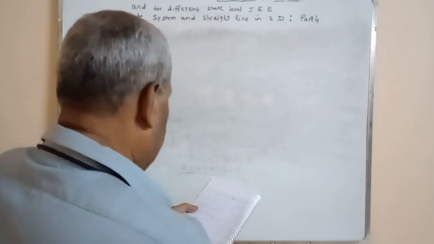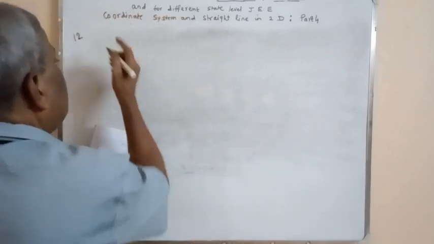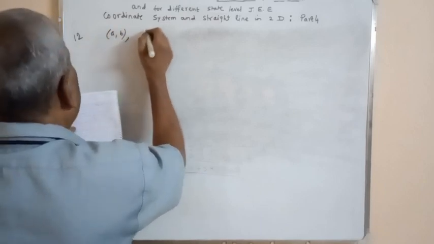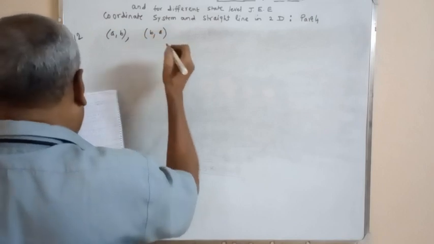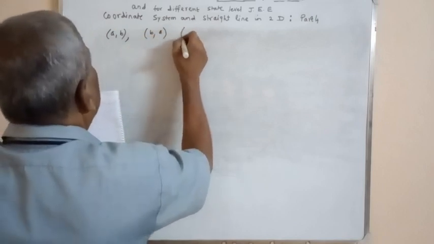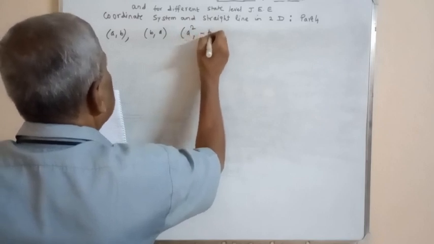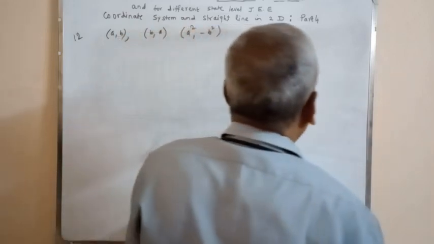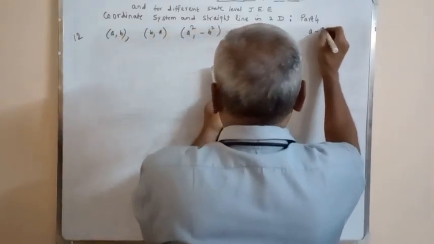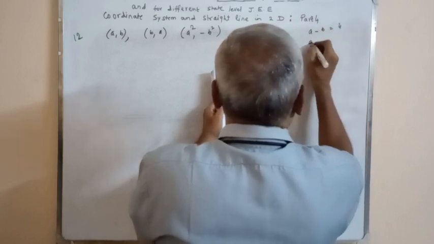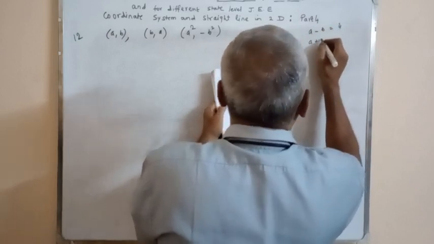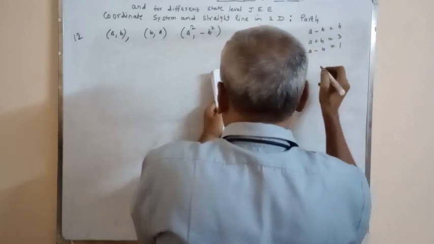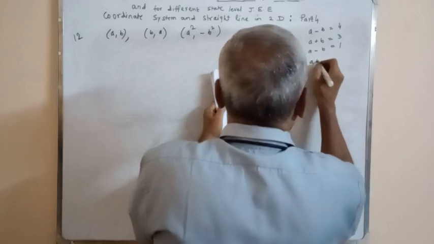one possible condition for 3 points (a, b), (b, a) and (a square, minus b square) to be collinear is. Options: a minus b is equal to 4, a plus b is equal to 3, a minus b is equal to 1, and ab is equal to 2.